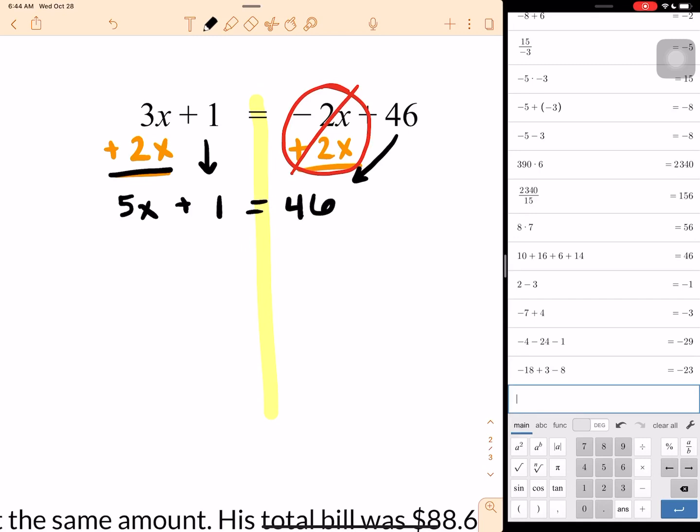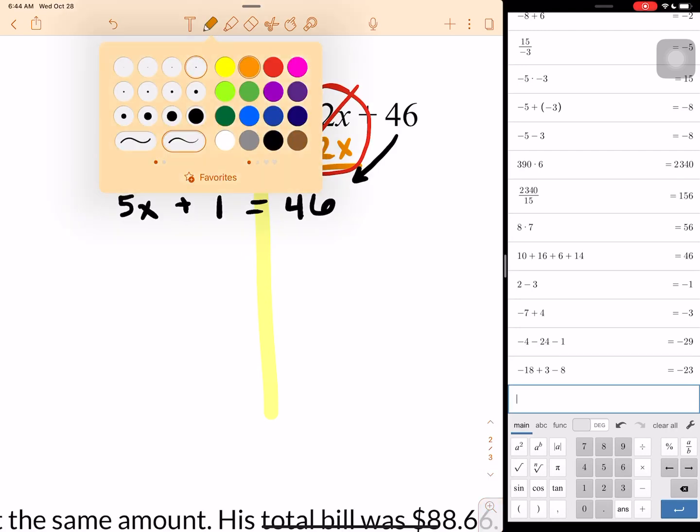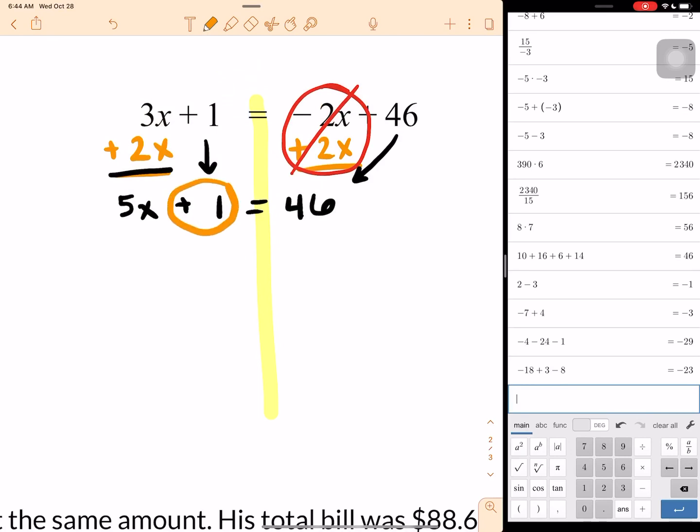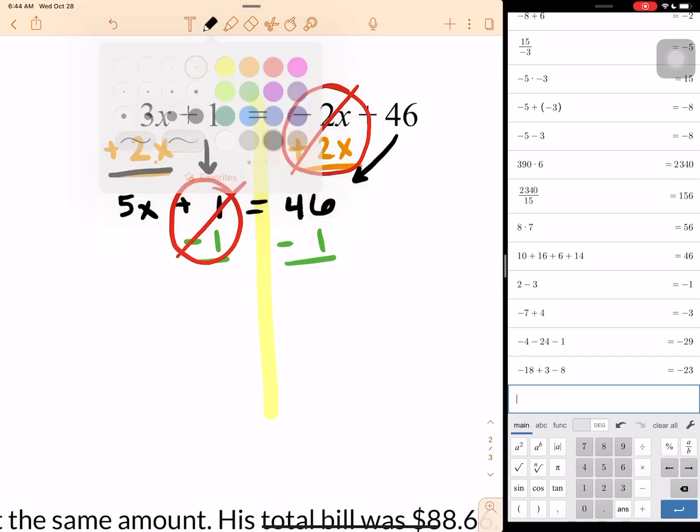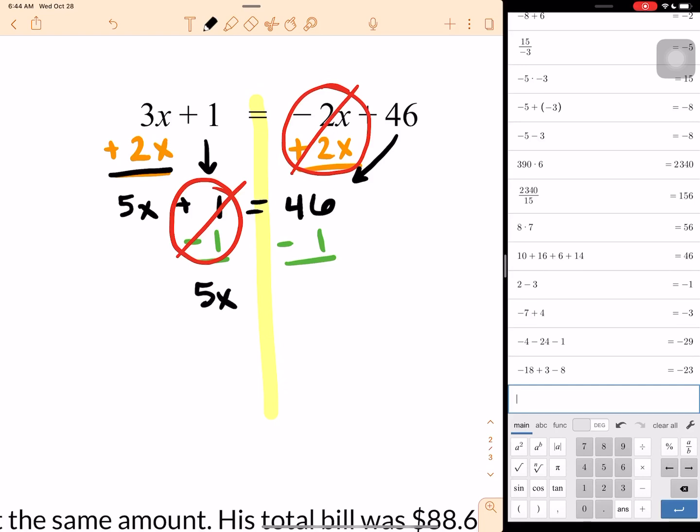So now I have all my x terms off to the left, then I need to move all my constants over to the right side. So I need to, instead of adding this 1, right, I need to subtract that 1 from both sides so that I can move it away from my x. So I get one step closer to solving for x. So here, 1 minus 1 is just 0. So now all I have on the left-hand side is 5x is equal to 46 minus 1, which is 45. Okay?